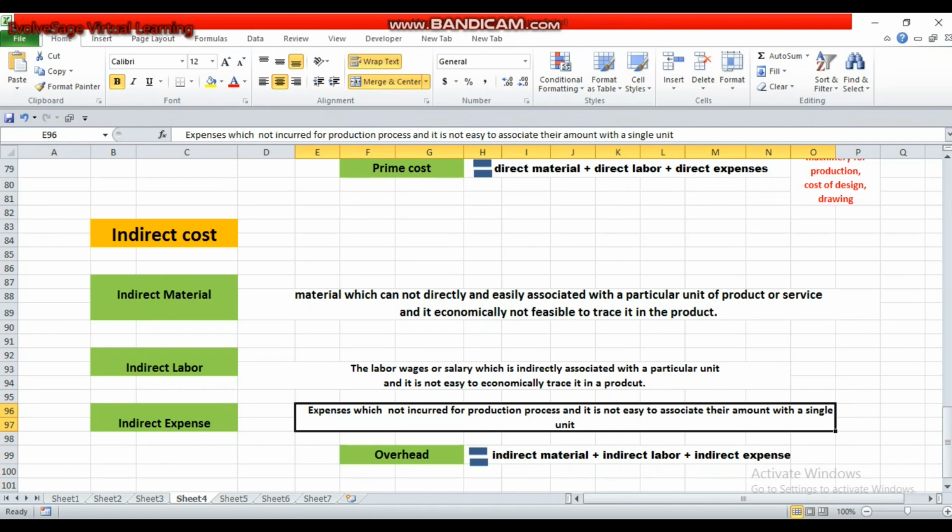So what does the overhead group actually consist of? The overhead group consists of indirect material, indirect labor, and indirect expenses which cannot be directly identified or allocated to a single product line. We can't identify how much of this cost has been consumed in a single product. So the cost which we cannot identify, and which is difficult for us to trace to a single product, will be called overhead cost.